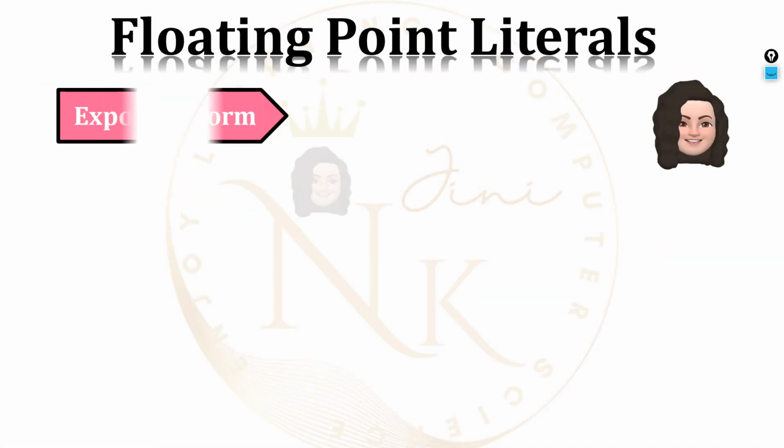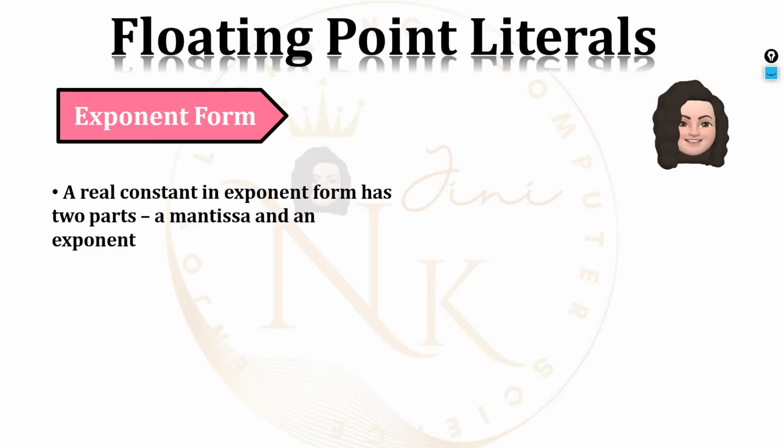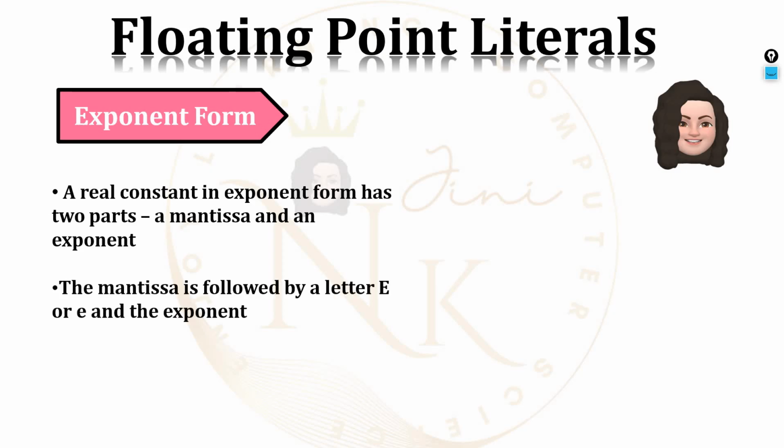The next one is exponent form. A real constant in exponent form will have 2 parts: one is mantissa, the other one is exponent. For example, if I am writing 0.14E05, or you can write a number like 25 into 10 to the power 5, whatever it is, this power only we will write in the exponent form.